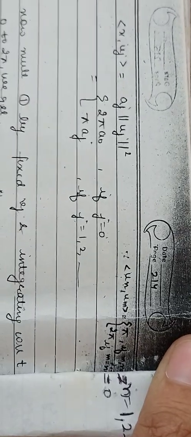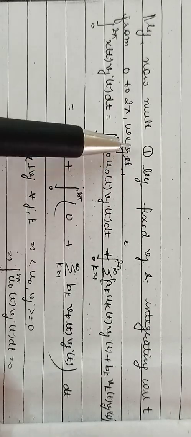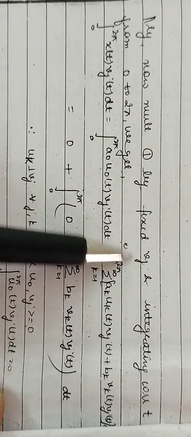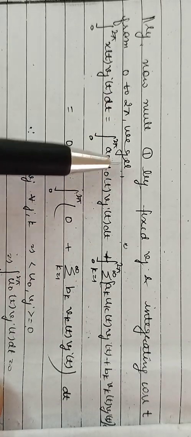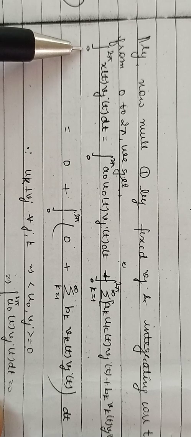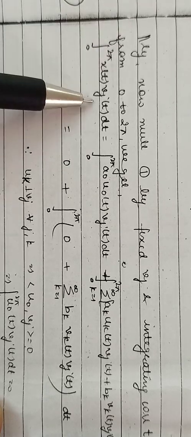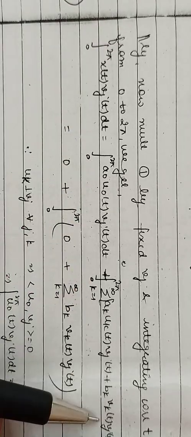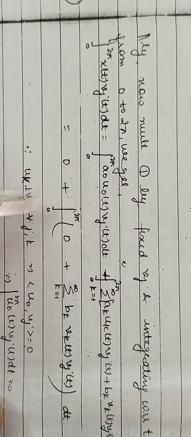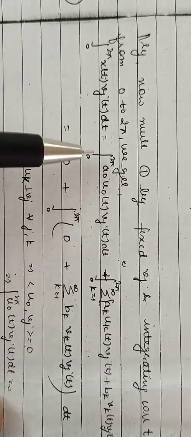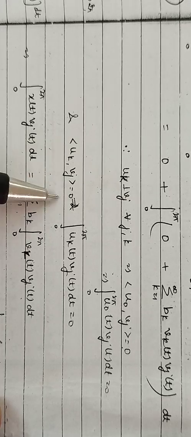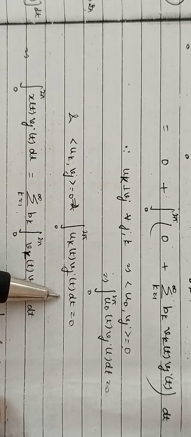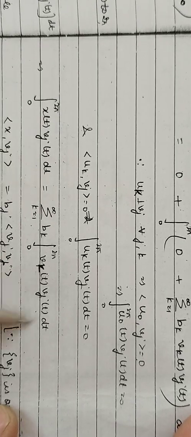Similarly, we multiply equation 1 by a fixed v_j and integrate between the limits 0 to 2 pi with respect to t. So we get the integral from 0 to 2 pi of x times v_j, simplified using the same conditions, because u_k and v_j are orthogonal sequences. The inner product of distinct members will be 0. Also, the inner product of u_k with v_j is 0. So we are left only with this term.